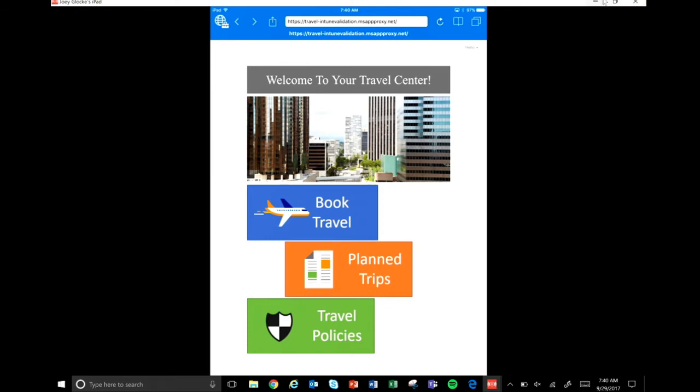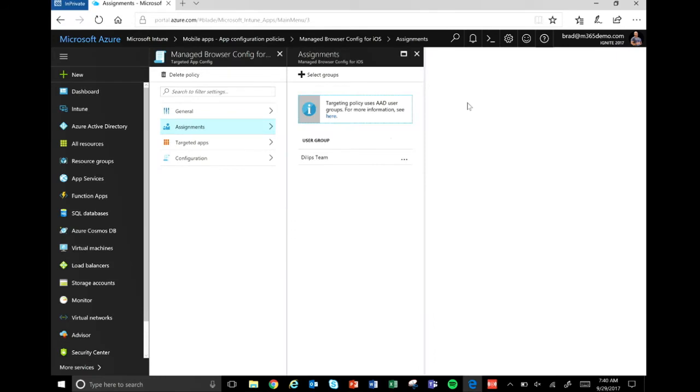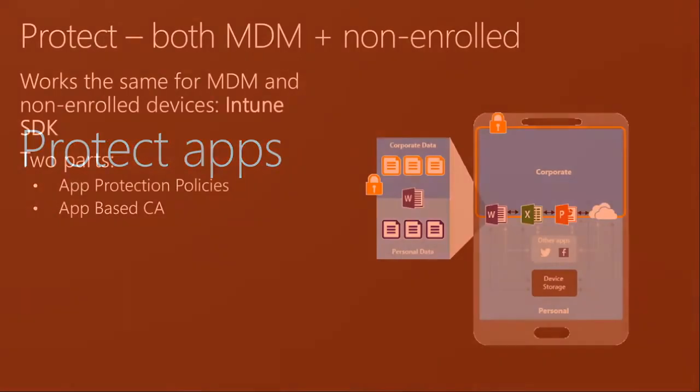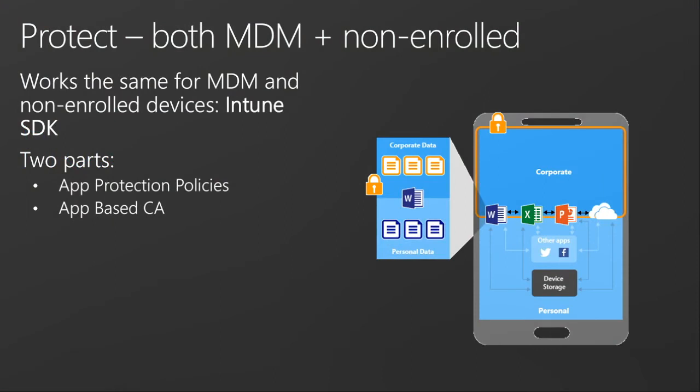OK, so let's move on to the next phase, which is protect apps. So I touched on this where you saw the PIN prompt in Outlook. All of this uses the same Intune SDK that's available. Works, again, the same on MDM and non-enrolled devices.